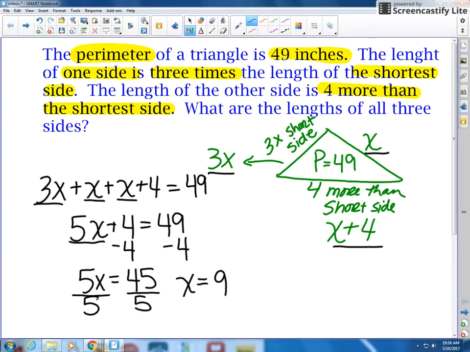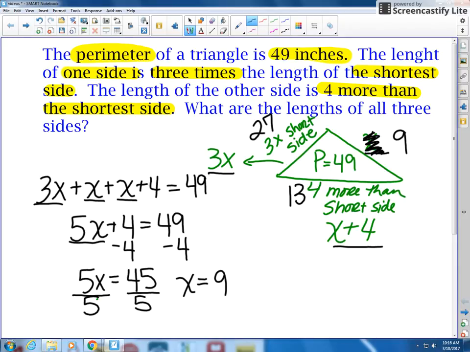Now don't stop your problem there. Yes, you discovered what x equals, but I need to go back and read my whole question. What are the lengths of all 3 sides? So x I know is going to be 9. This side was 3 times the short side. So if it's 9, 9 times 3 is 27. This side is 4 more than the short side. So 9 plus 4 is 13. Now if I want to check my answer, I can add those all up and make sure it equals 49. And it does.